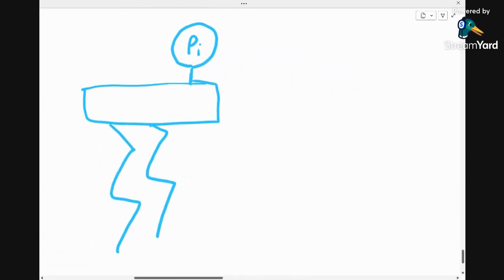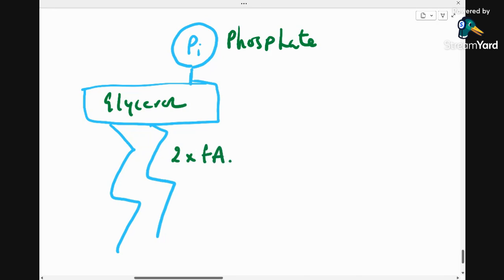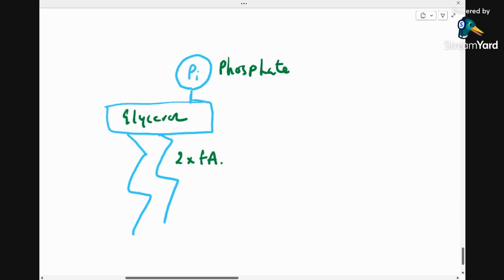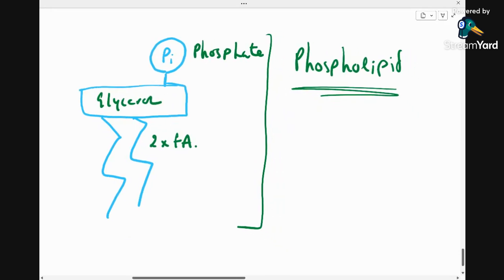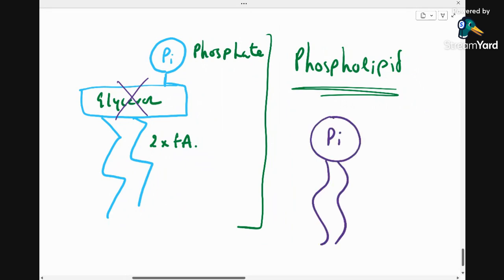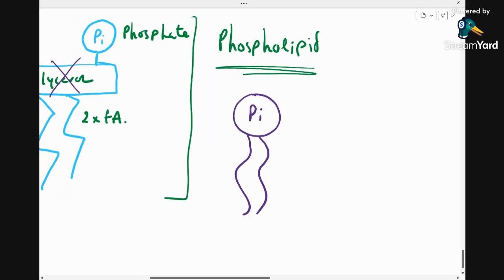So this is now a molecule where we have a phosphate group. We have our glycerol, and we have 2 fatty acid tails. All of this is now called a phospholipid, because it's a lipid, as we've seen, but now with a phosphate group attached. And actually what we tend to do is get rid of the glycerol in our notation. We tend to be a bit lazy and just draw the phosphate head and 2 fatty acid tails. We ignore the glycerol, but it is there. And this is the structure of a phospholipid, okay?